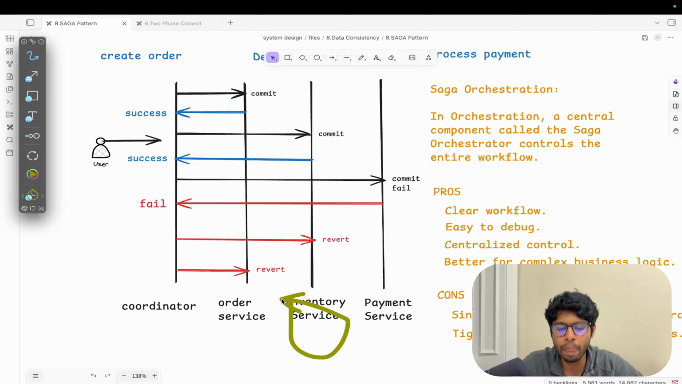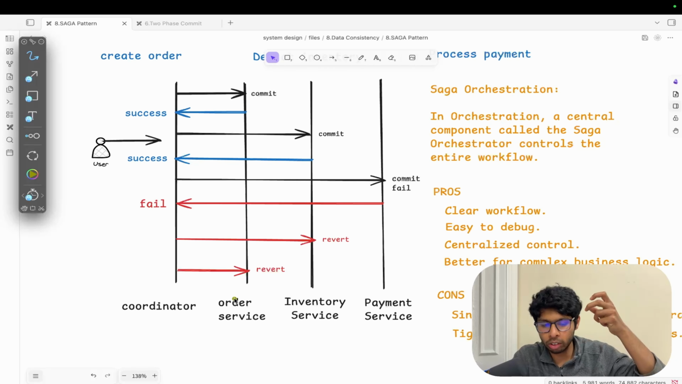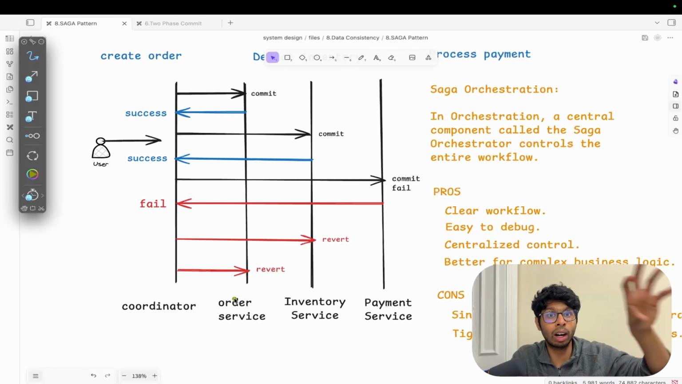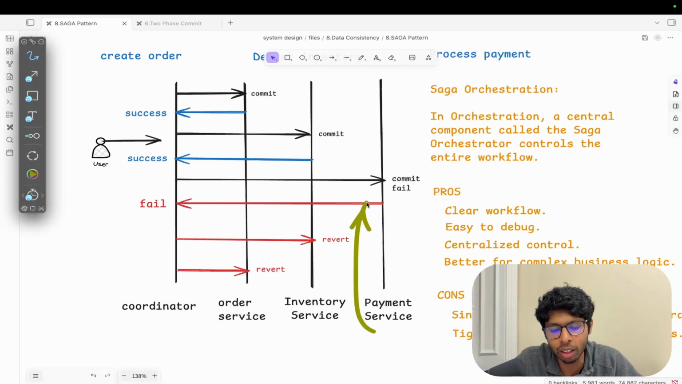In that case we have a functionality. We have to write custom logic in the coordinator: if we get a failure from the payment service, then we send a request to the inventory service to revert and to the order service to revert. What we do is that the entries in our order service and inventory service marked as success, we'll mark them as reverted, because the payment has failed.